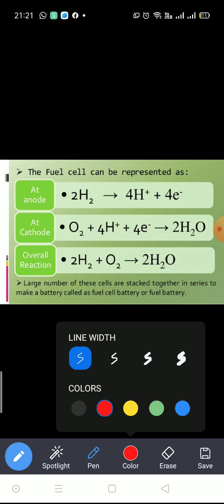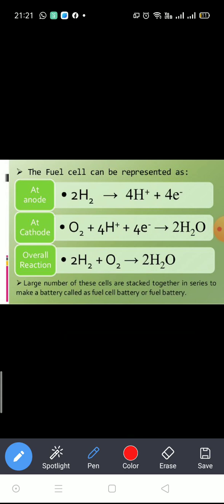So at the anode, hydrogen is coming from the anode. This is hydrogen. Hydrogen changes to H positive and 4 electrons are produced. Now these 4 electrons go to the cathode.